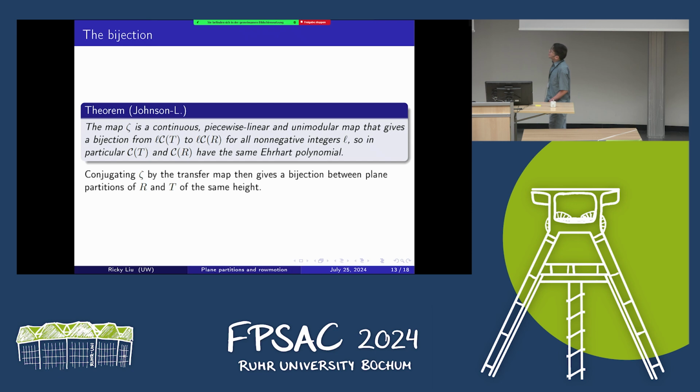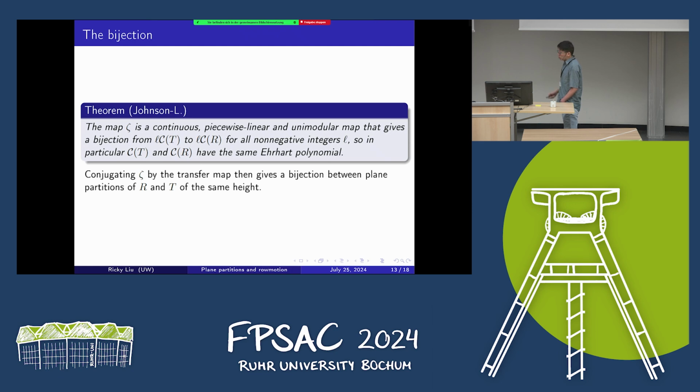And the claim is that this map is a continuous piecewise linear and unimodular map that gives a bijection between dilations of the chain polytopes. And so in particular, this shows that the two chain polytopes have the same Ehrhart polynomial. And I did everything on the chain polytope, but if you want to do it on the order polytope, you just conjugate by the transfer map, and it still works. Okay.